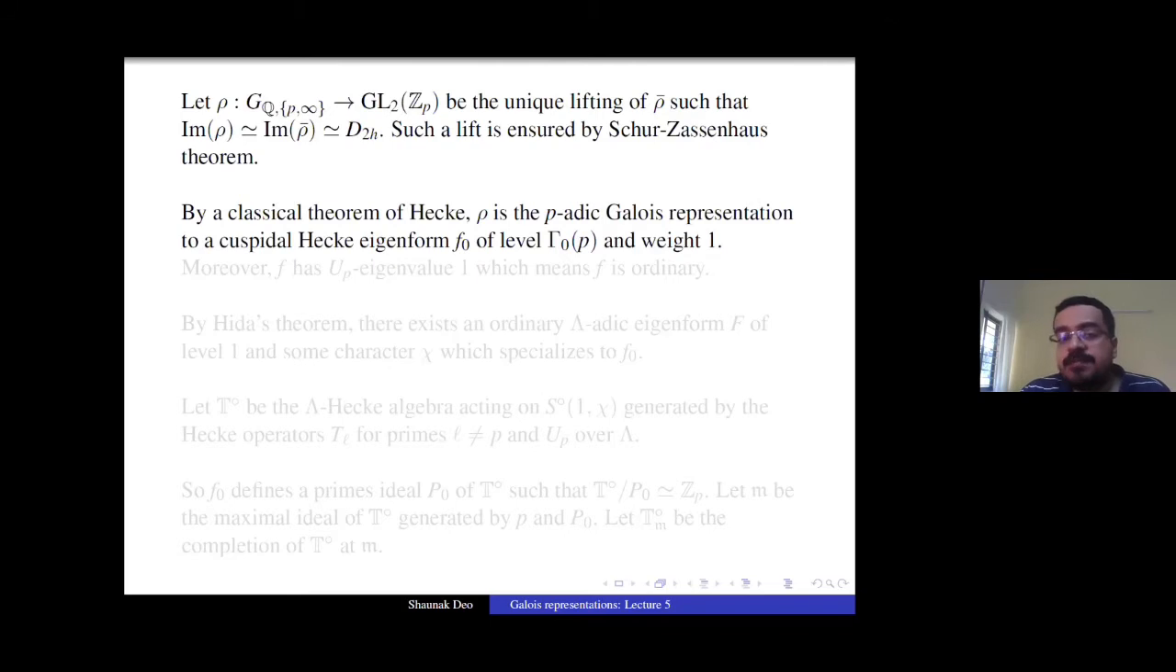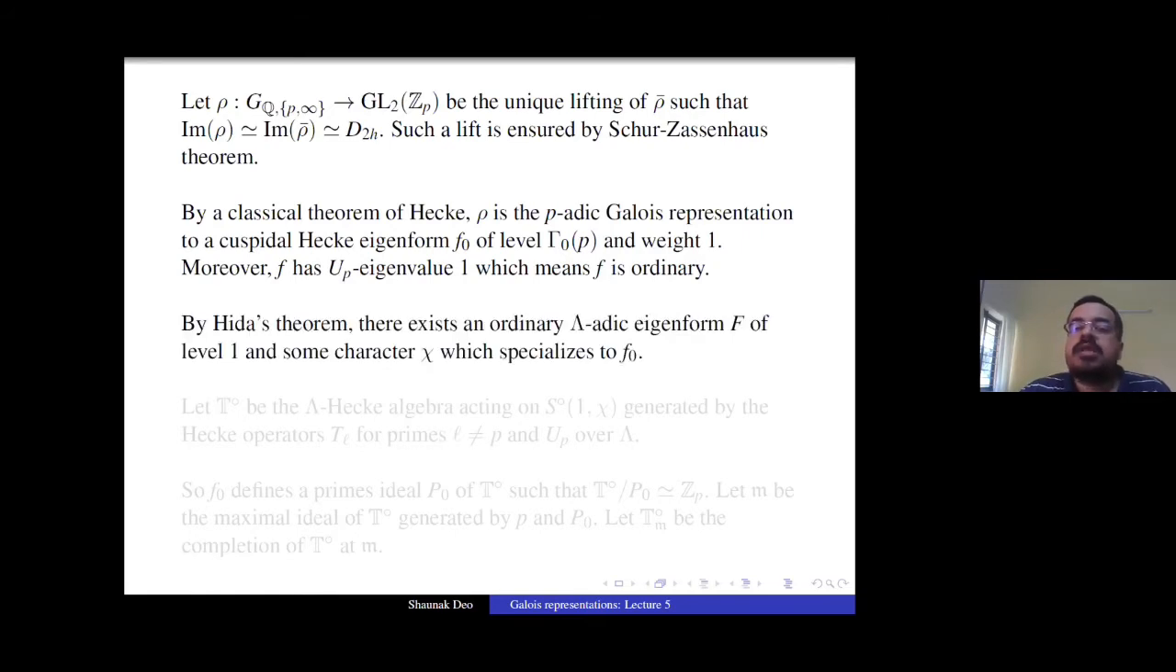And this F has UP eigenvalue 1, which means it is also ordinary. And because it is ordinary, by Hida's theorem, we have an ordinary lambda-adic eigenform F of level 1 and some character chi, which specializes to F0. So there is a Hida family passing through this eigenform F0, which means that there is an ordinary lambda-adic eigenform. If you remember, we defined this in our second lecture. So this ordinary lambda-adic eigenform is an eigenform which is interpolating various ordinary eigenforms. It's like a family of ordinary eigenforms, and so we have such a family which is passing through F naught.